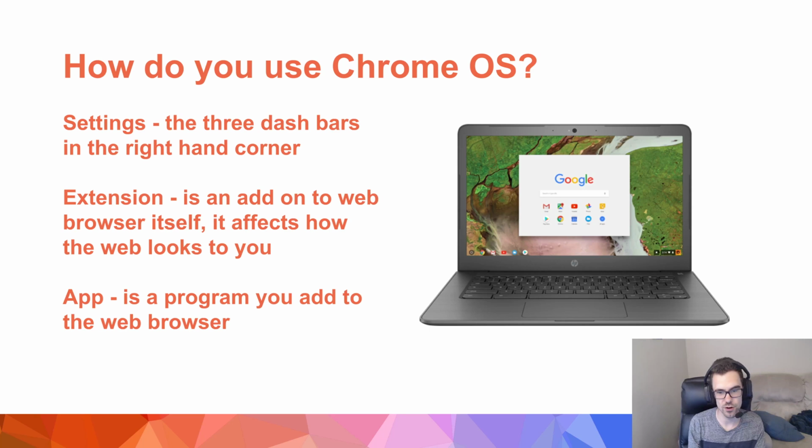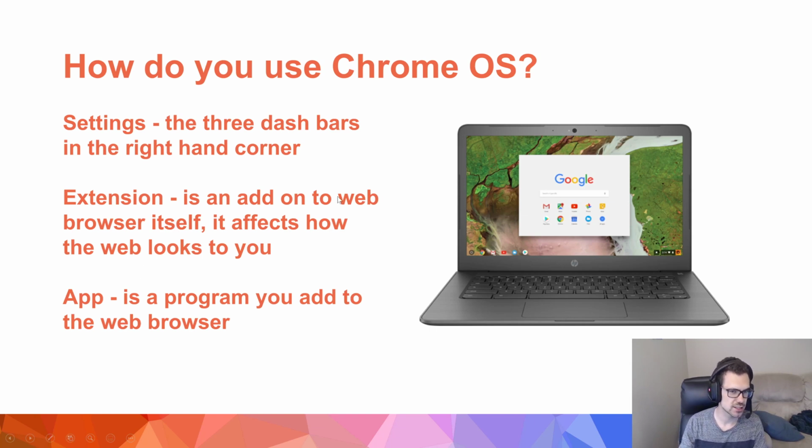So how do you use Chrome OS? At least the browser version of it. Because it's useful, and it's probably the most used browser on the planet. I mean, pretty much everybody uses Chrome. If you don't, then it's way cooler, let me tell you. But anyway, so there's settings in the right-hand corner, and I'll talk about this in just a second. I'm going to get out of this PowerPoint. And then there's two things that you can add to Chrome. These are extensions and apps.